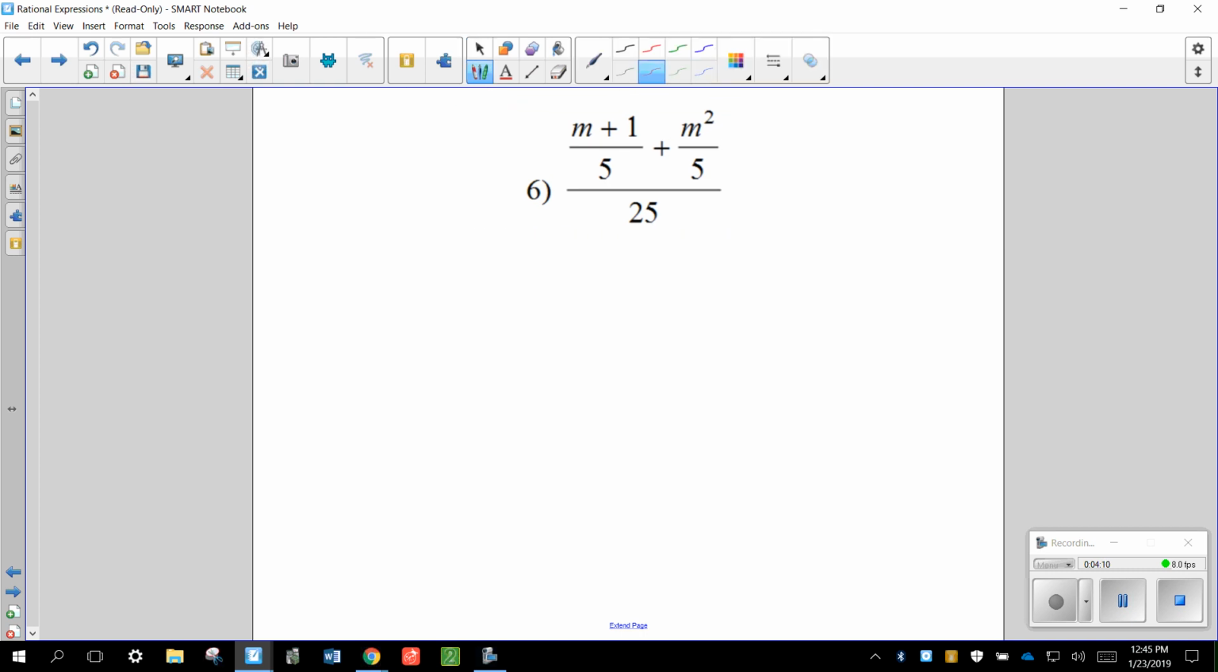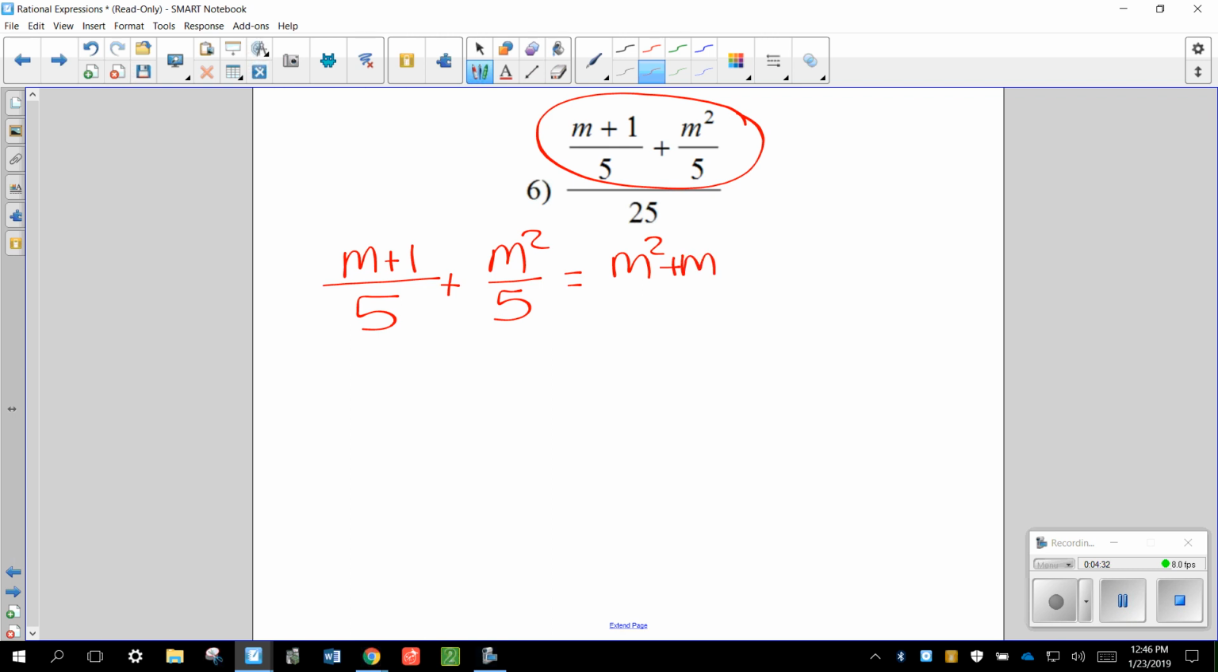Alright, this one's going to be pretty quick. We do have a numerator that needs to be simplified. We have to do this addition before we can divide by 25, but they already have a common denominator, so that's handy. We have m plus 1 over 5 plus m squared over 5. So that equals m squared plus m plus 1 over 5.